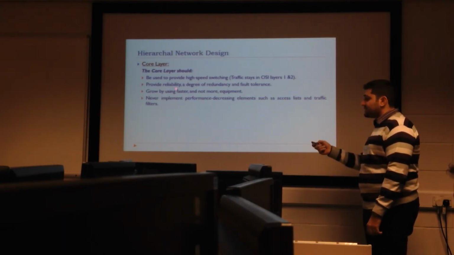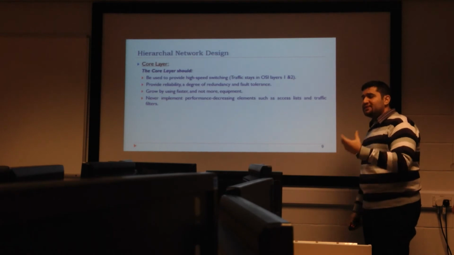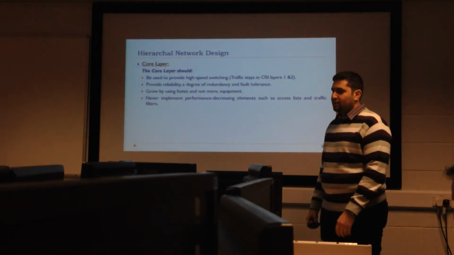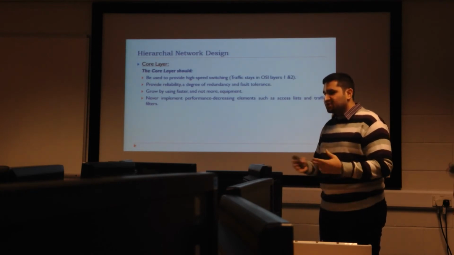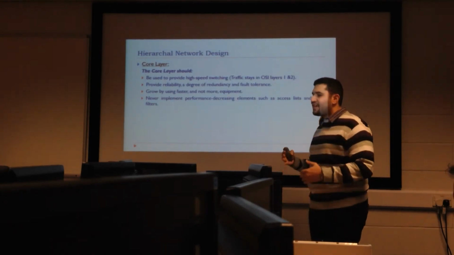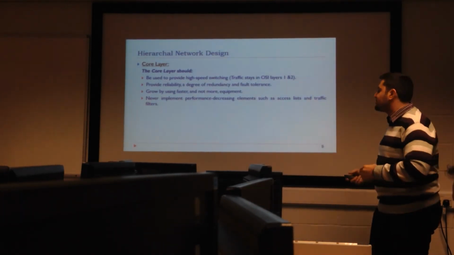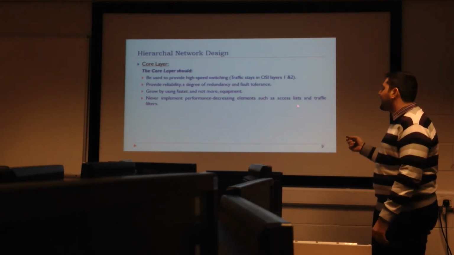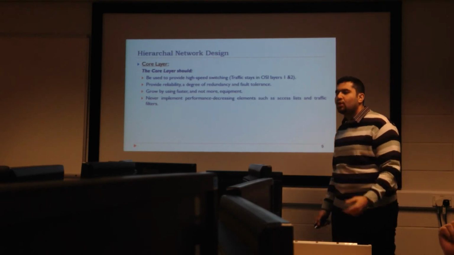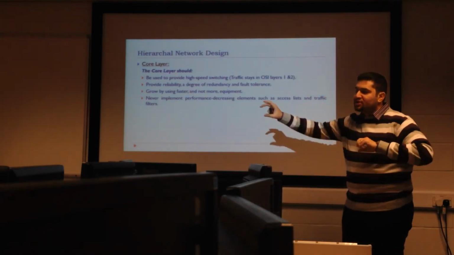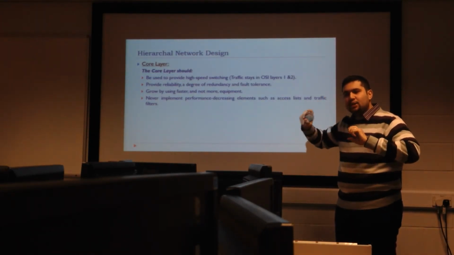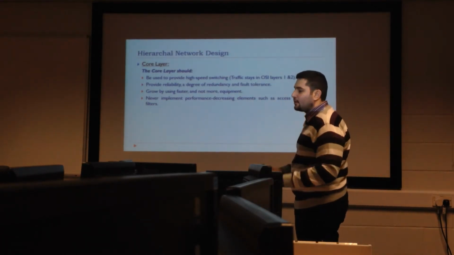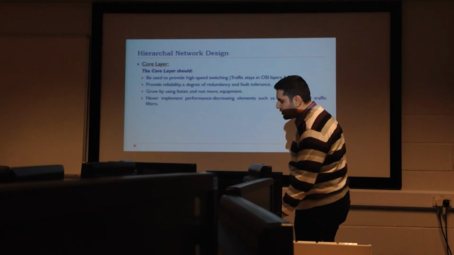Absolutely, this is the point that I mentioned before, that you need to keep it simple in the core. So you can't put an access control list in the core. That will destroy your network. Everything like that needs to be near the access or distribution layer. You can't configure something like access lists or traffic filters in the core. It needs to be really simple, just grabbing data or traffic from one place to send it to another.